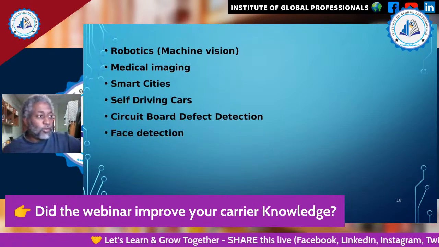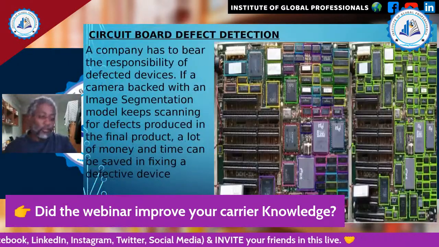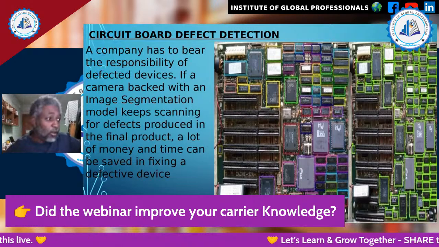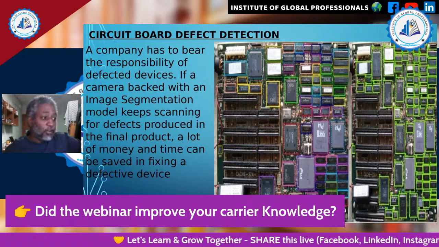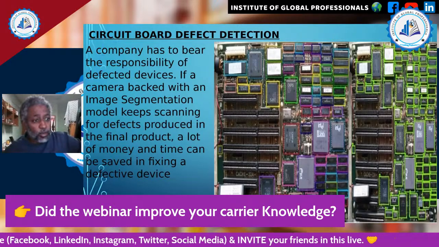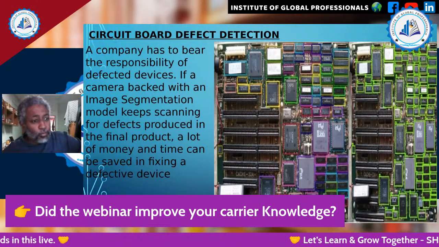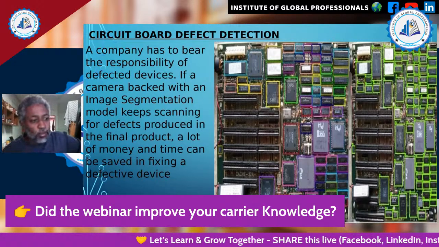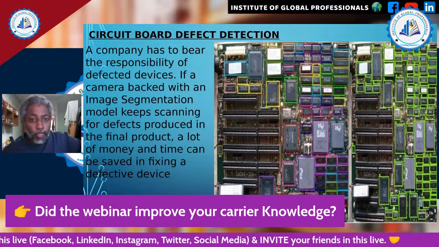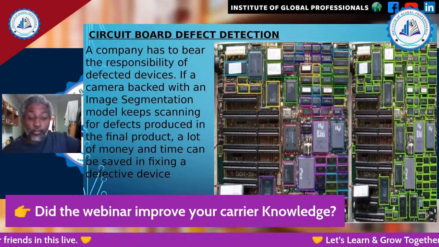Another thing which I did not talk about, which I felt is necessary to include, is circuit board defect detection. For example, a company has to bear the responsibility of defective devices. If a camera backed with an image segmentation model keeps scanning for defects produced in the final product, a lot of money and time can be saved in fixing a defective device. Companies that construct computers and phones take a lot of time to identify problems on the board and the circuits. So with the aid of image segmentation, you can detect the boards that have problems or if a board has no fault.